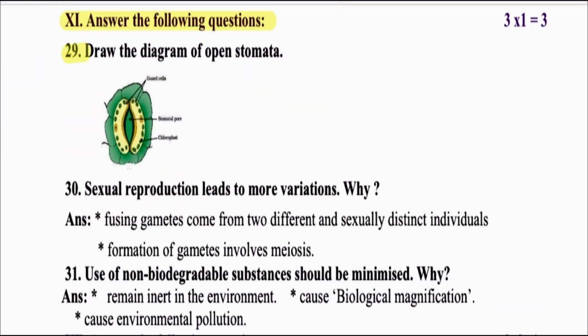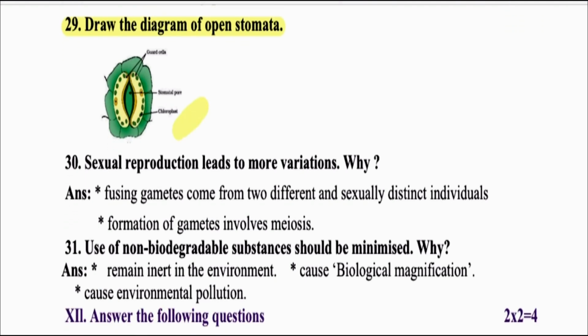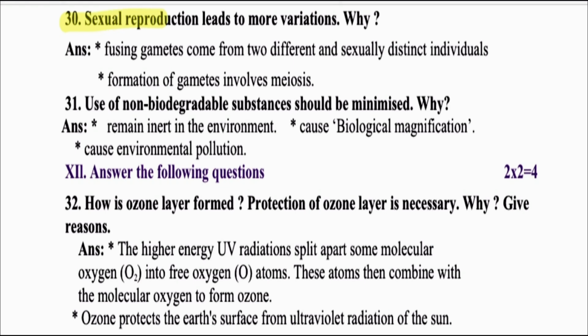Question number 29. Draw the diagram of open stomata. Here is the diagram. Let's go to next question. Question number 30. Sexual reproduction leads to more variations. Why? Because in sexual reproduction, fusing of gametes comes from two different and sexually distinct individuals, and formation of gametes involves meiosis.